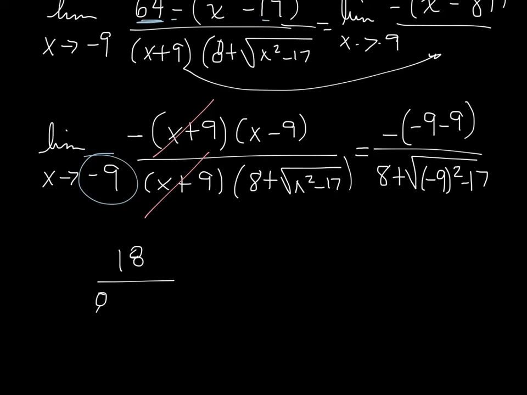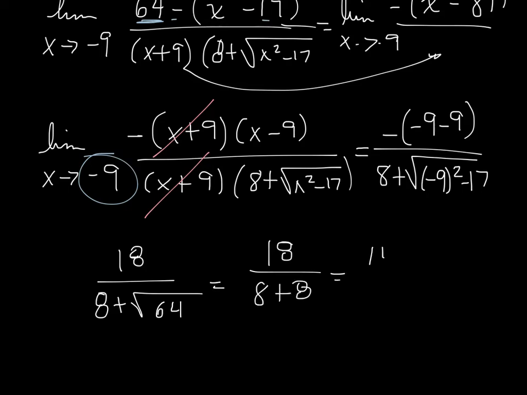Then on the bottom, I'm going to have 8 plus the square root. Well, that's going to give me 9 squared, which is 81, minus 17, which is the square root of 64. So I get 18 over 8 plus 8, or 18 over 16. And I could divide out a 2. And that gives me 9 over 8 as my answer.